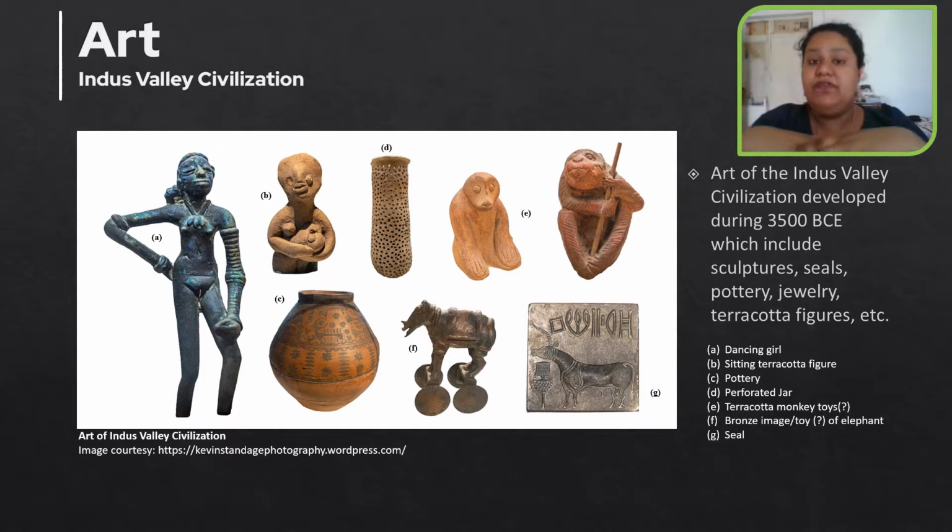They not only developed terracotta art, but they also used a very different method of bronze casting, as you see in the image of the dancing girl from Mohenjo-daro, labeled as A. And there is another bronze cast image, a very small image of an elephant with wheels, labeled as F. So from the pre-Indus and also in the Indus period, we see the slow development of this art, not only in terracotta, but also in different metals and different materials.